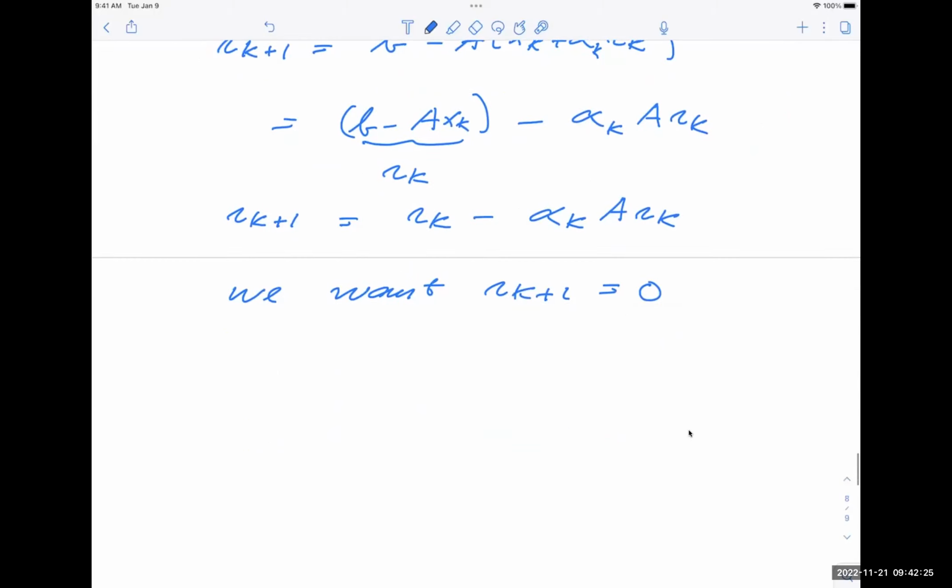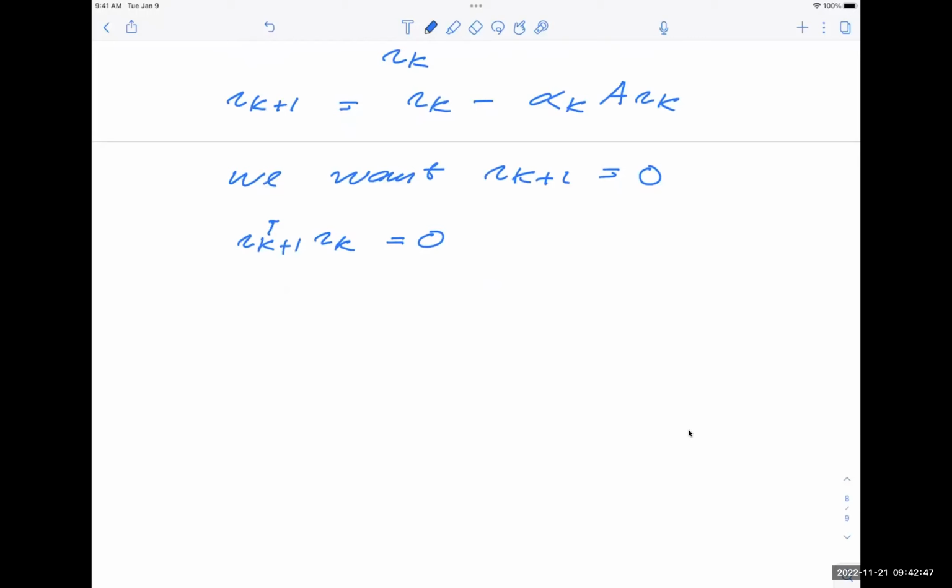So what we're going to do next is to multiply with r of k transpose on both sides. And we're also going to assume that r of k plus 1 transpose multiplied with r of k is equal to 0. So we're assuming now that the residuals are orthogonal to each other.